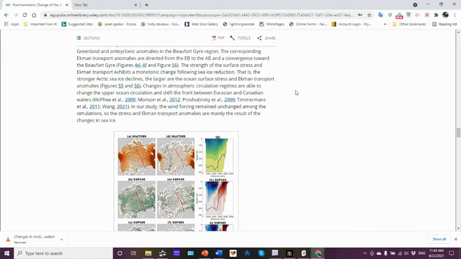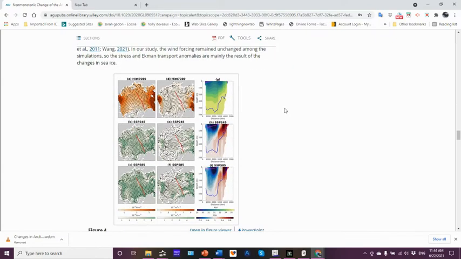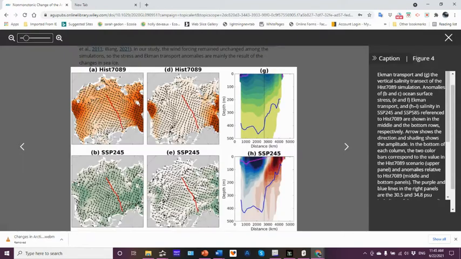Makes sense. More open water, more wind stress. Changes in atmospheric circulation regimes are able to change the upper ocean circulation, shifting the front between Eurasian and Canadian waters. So let's take a look at this very important graphic. These all deal with stress. And here the red line is the Lomonosov Ridge. I'm going to explain what this is in a moment. This is very important.